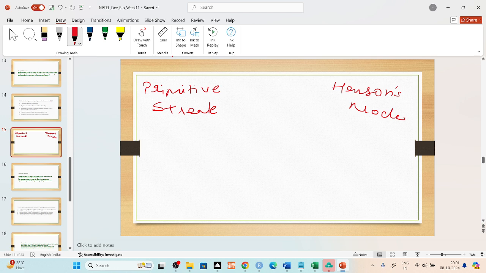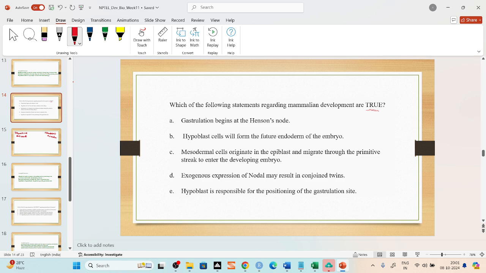Hensen's node is a group of cells that constitute the organizer in the, we are talking about the avian, so in the avian embryo. So now I will explain to you in a little more detail. Primitive streak is actually the first visible sign of gastrulation. The option says gastrulation begins at the Hensen's node. No, gastrulation does not begin at the Hensen's node. Gastrulation begins at the primitive streak. Hensen's node is involved in later stages such as organization of the body axis, notochord formation. But the process of gastrulation itself starts at the primitive streak.